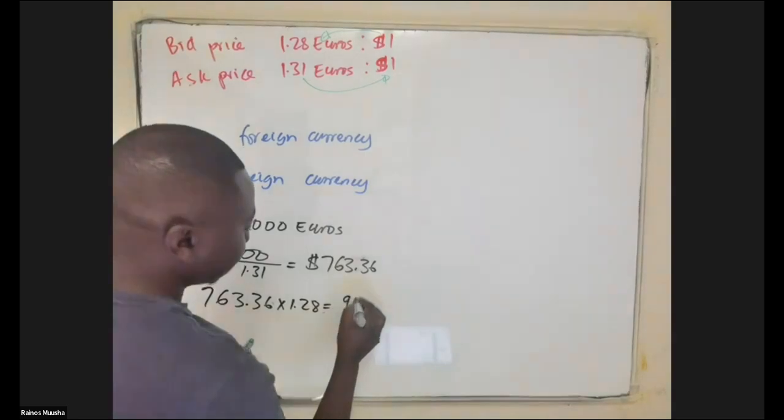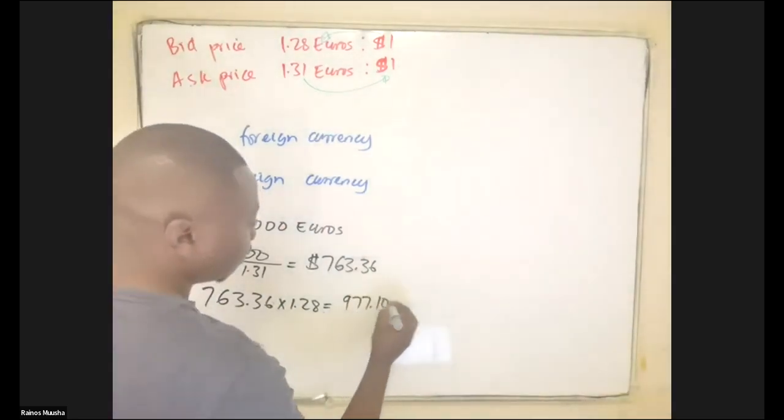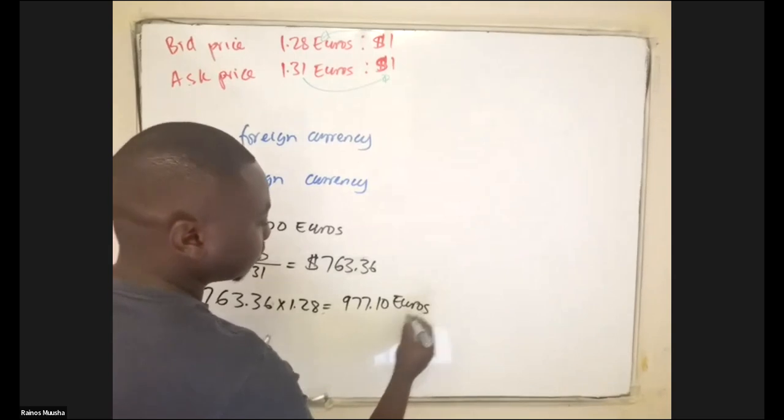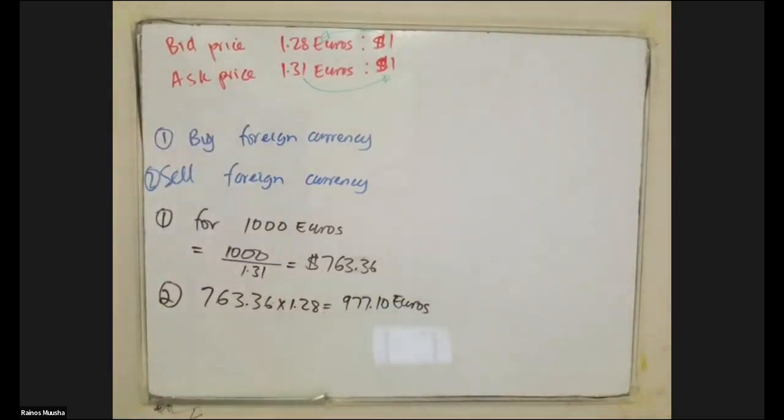So you end up with 977.10 euros. Are we on the same page? Please take note what price is relevant when the bank is buying and what price is relevant when the bank is selling the foreign currency. Are we on the same page? Any questions? Anyone lost?